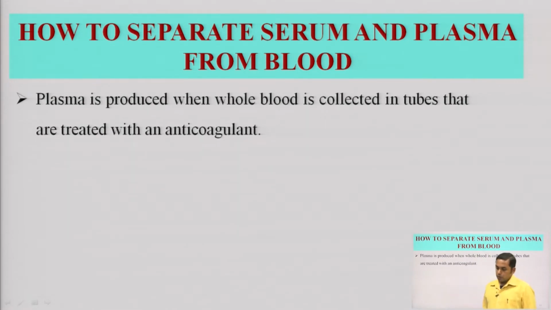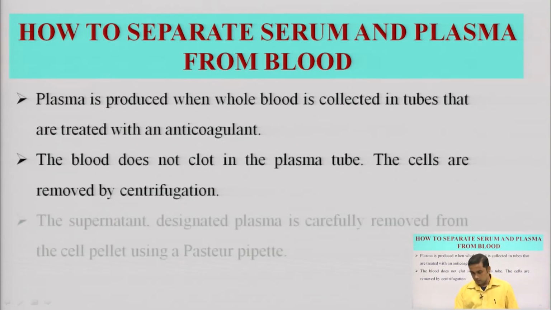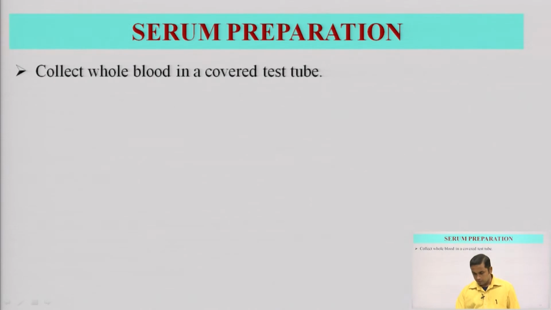Plasma is produced when whole blood is collected in tubes that are treated with an anticoagulant, and blood does not clot in the plasma tube. The cells are removed by centrifugation, because we are already removing our clotting factors. So, there is no chance of the blood clotting in that tube. The supernatant, designated plasma, is carefully removed, as I mentioned.